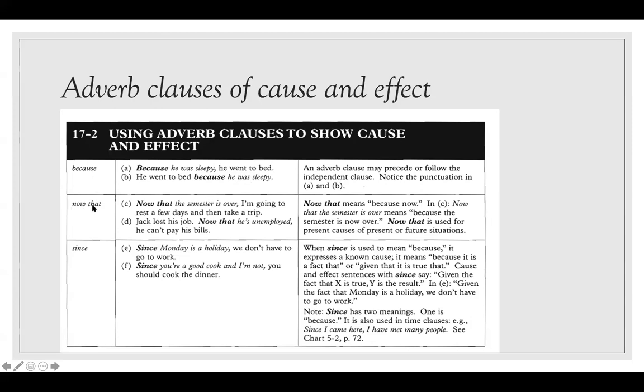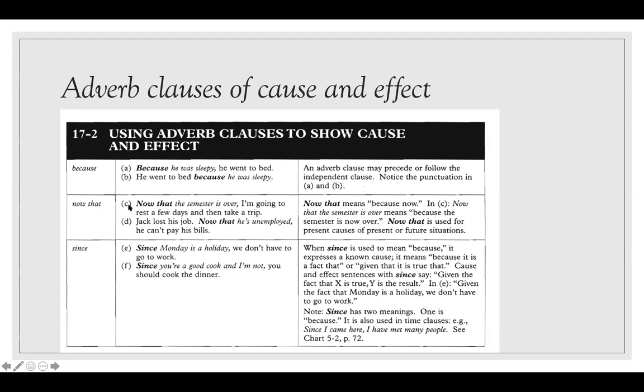Now that is another relative pronoun expressing time. So now that means because now, right? Since, right? Now that the semester is over means because the semester is now over. Now that is used for present causes of present or future situations, right? You wouldn't use now that to talk about something that happened in the past. You can say now that Catherine finally finished cleaning her clothes, something that just happened now, not something that happened yesterday. We can use the laundry room.